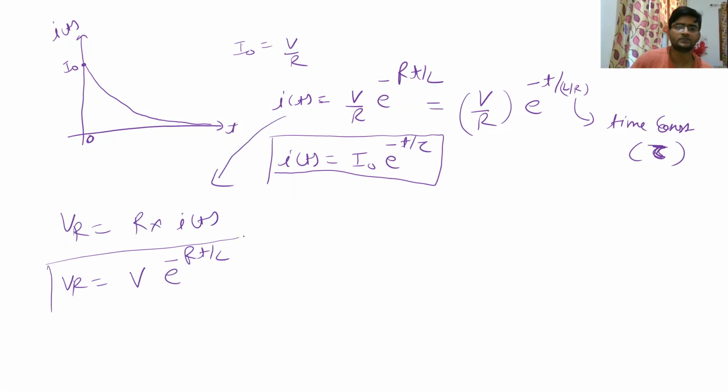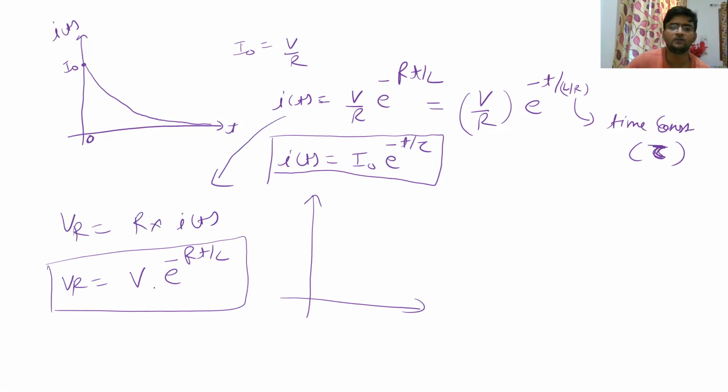So this is the equation of your VR, and how will you represent it in a graph? You can see that initially at time t equal to 0, this is your VR. It is also a function of time. At t equal to 0, your VR is basically equal to V, because if you put t equal to 0, this whole exponential is going to be 1. So initially your VR starts from V and it will keep decreasing towards the 0 value at t equal to infinity.